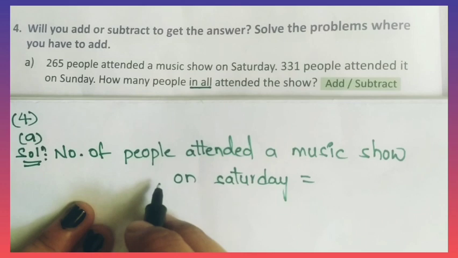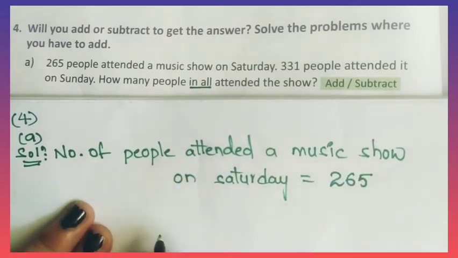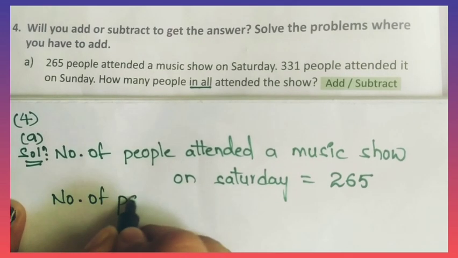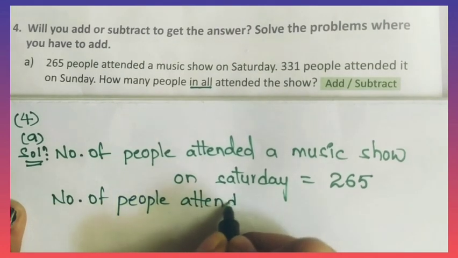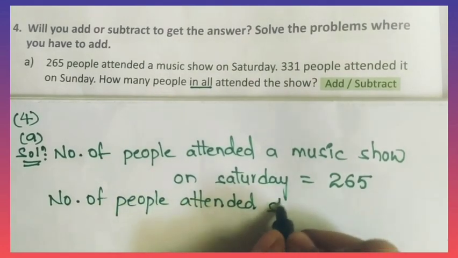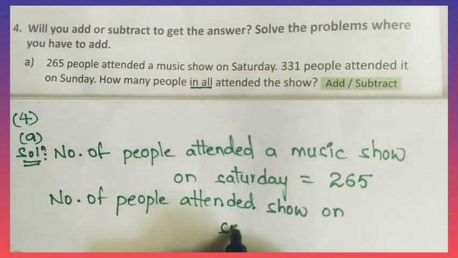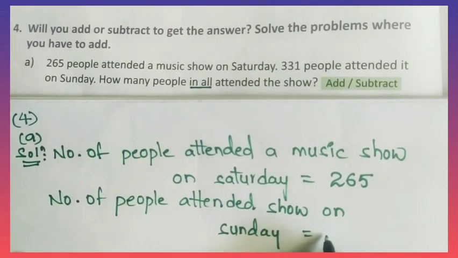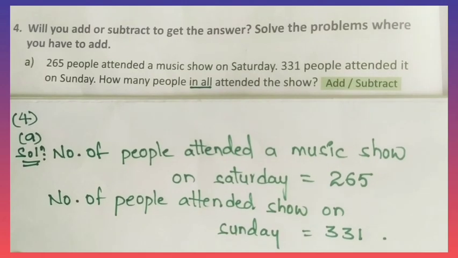How many people attended? 265. Okay. Now, number of people attended that show on Sunday. How many people attended on Sunday? 331. So add these two.